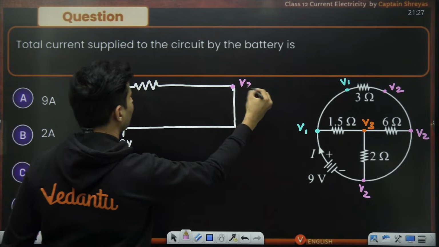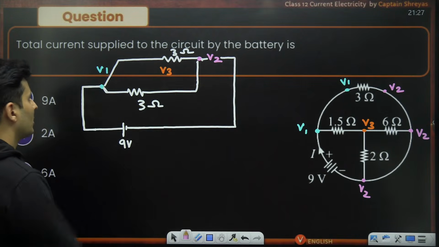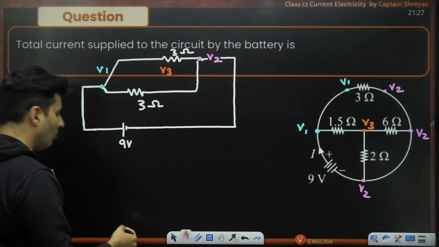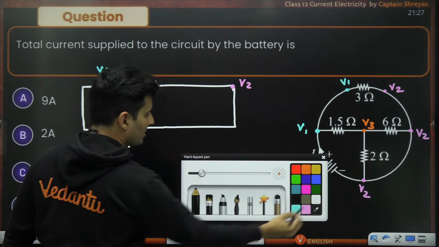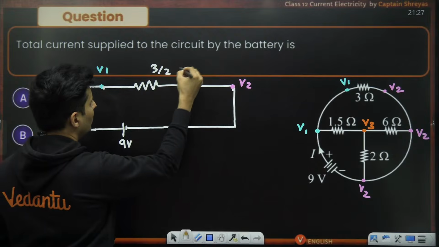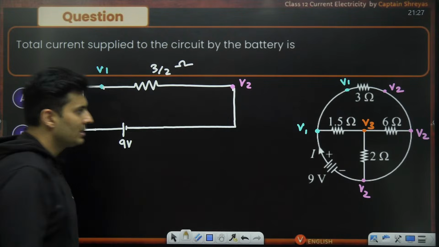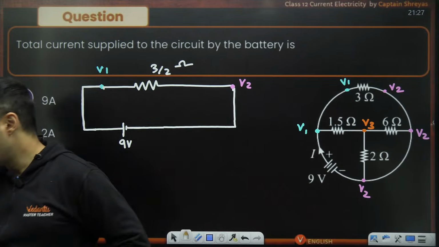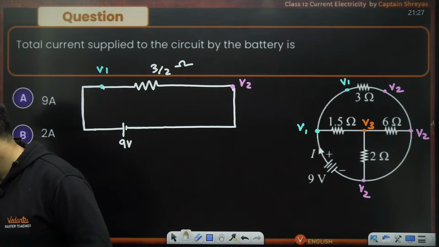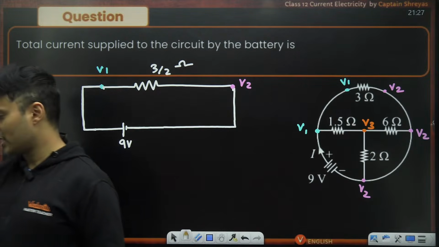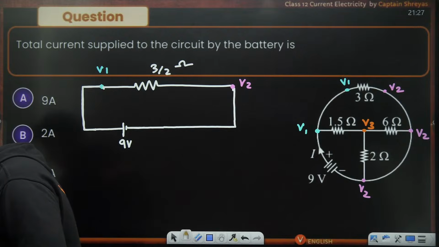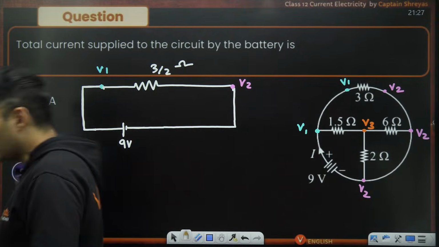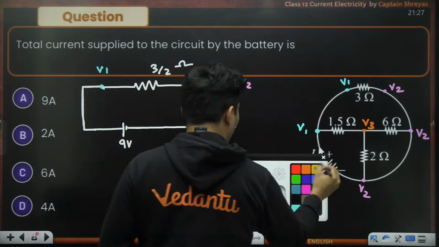This is your V2. So 3 and 3 in parallel, what will happen? It will become 1.5 or 3 by 2 ohms. Is that fine now? This will be 3 by 2 ohms. Yes, perfect. Everyone, great. Okay, now, what do we do now?